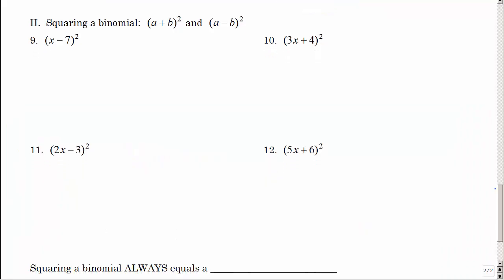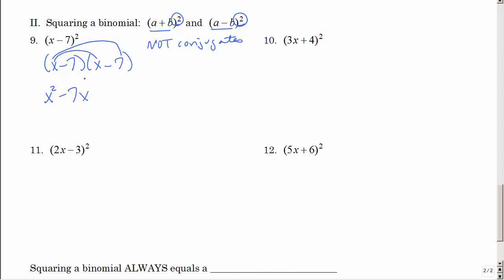The next thing we're going to do is square a binomial, meaning you have something squared. Okay. These are not conjugates. When you square something, that means write it down twice exactly like it is. So this means x minus 7 times x minus 7. Not conjugates. The middle terms are not going to cancel. So let's FOIL. That's x squared. That's minus 7x. That's minus 7x. And that's a plus 49.